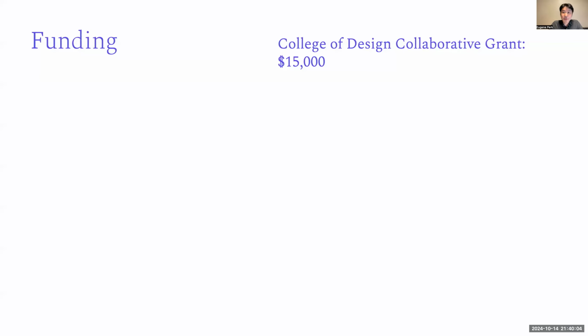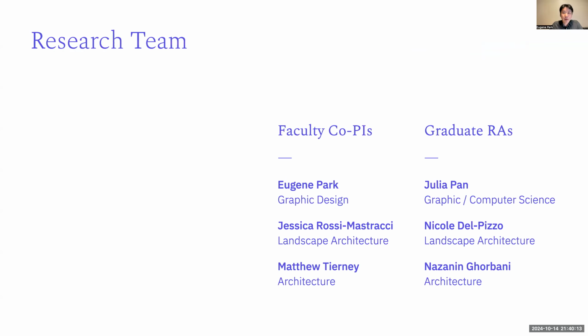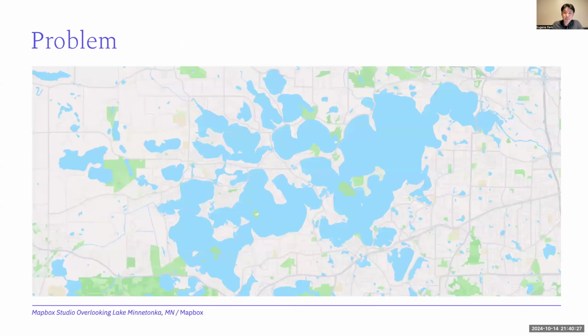This is a collaborative pursuit funded through an internal grant by our university that specifically supports the different design fields working together. So in addition to myself, I was joined by Jessica Rossi Mastracci from Landscape Architecture and Matthew Tierney from Architecture. And our grant was used to fund 3 graduate research assistants, each representing the co-PI's fields.